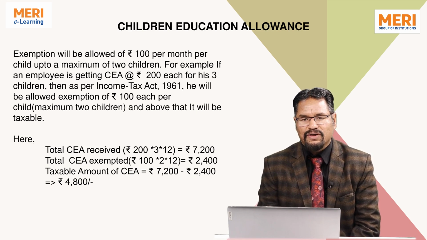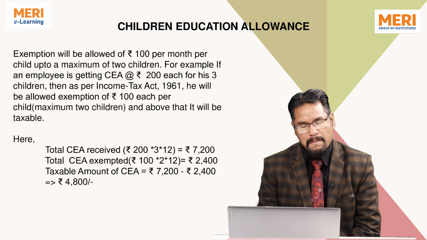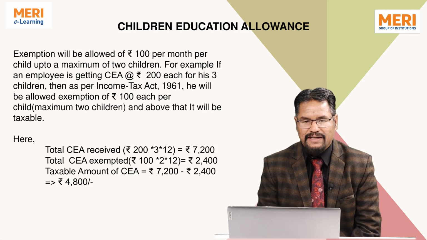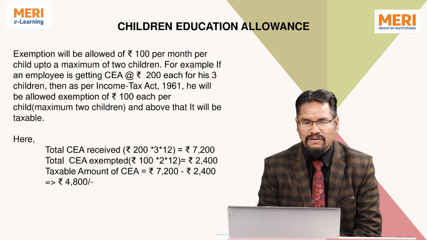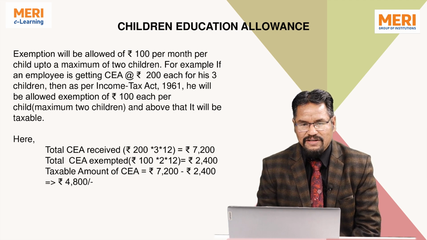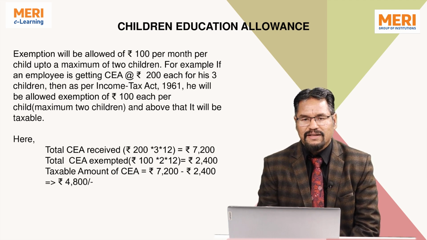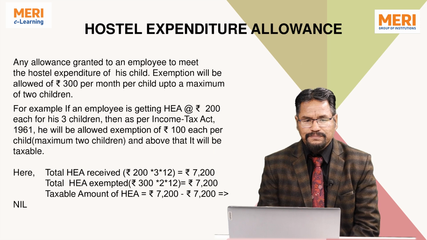So the actual amount of the children education allowance received minus the exempted amount will be taxable, and this amount will be included in your salary. So in this case, amount 7,200 minus my exempted amount 2,400, the amount will be 4,800. It will be a part of the salary.